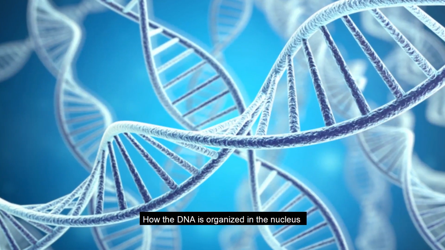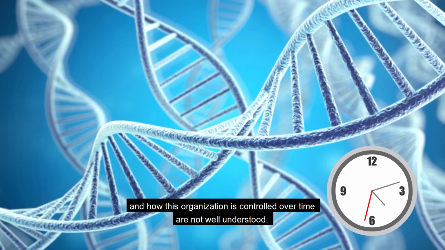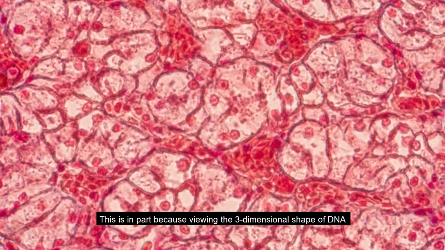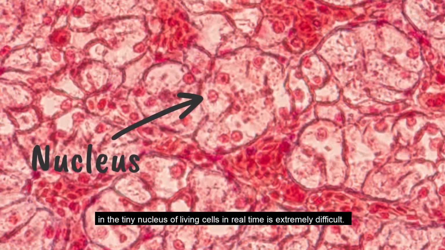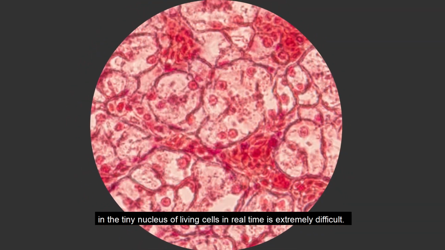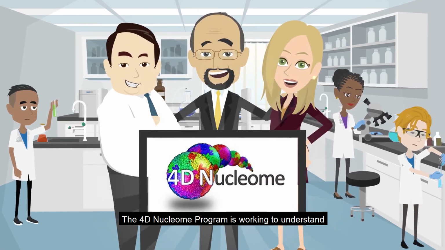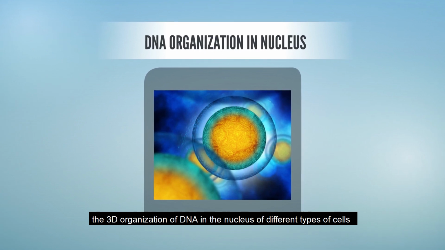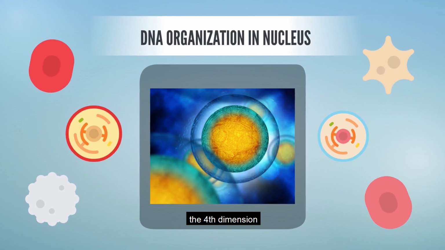How the DNA is organized in the nucleus and how this organization is controlled over time are not well understood. This is in part because viewing the three-dimensional shape of DNA in the tiny nucleus of living cells in real time is extremely difficult. The 4D Nucleome program is working to understand the 3D organization of DNA in the nucleus of different types of cells and how it changes over time, the fourth dimension.